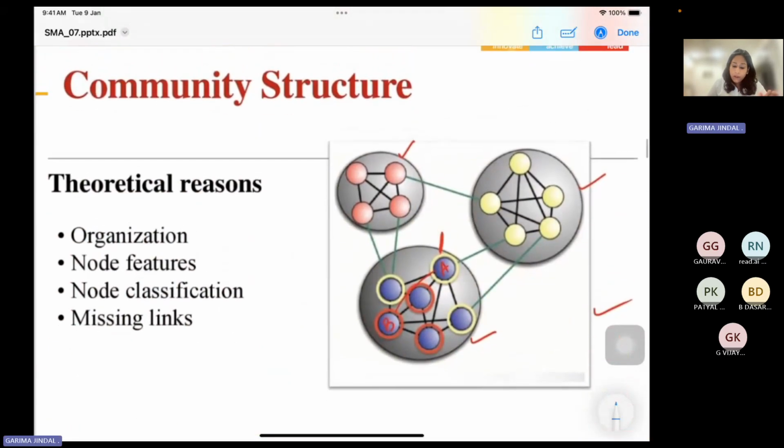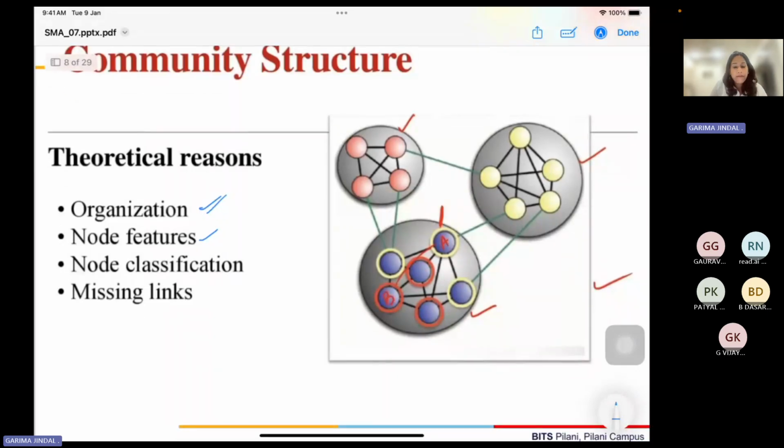Okay, so for community detection, there are certain theoretical reasons and there are certain practical reasons. So first of all, when we are trying to understand the organization of a particular company, maybe. Okay, so if you are trying to understand the organization of the nodes in the company, maybe there is a community of managers, and then there are communities of employees, there is the community of the staff, and so on. Okay, so whenever you are trying to understand the organization of the nodes, you can identify the communities.